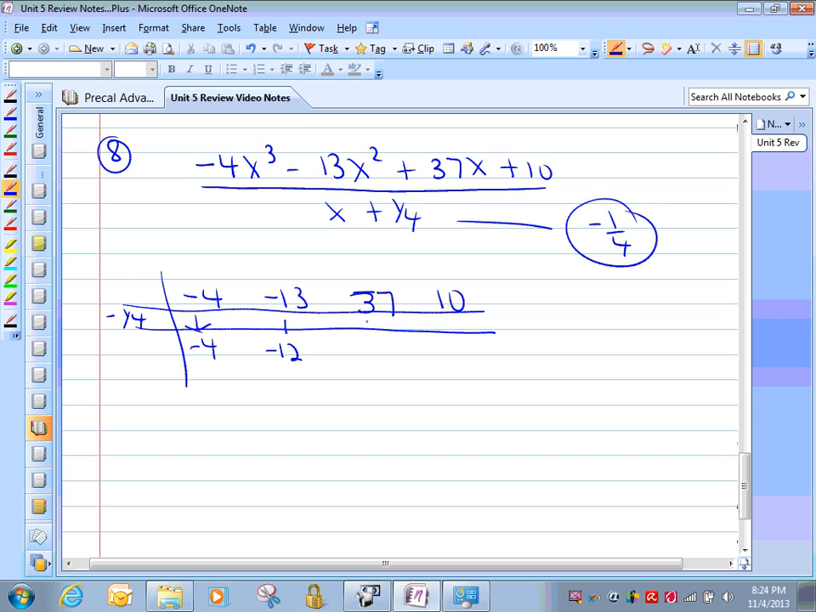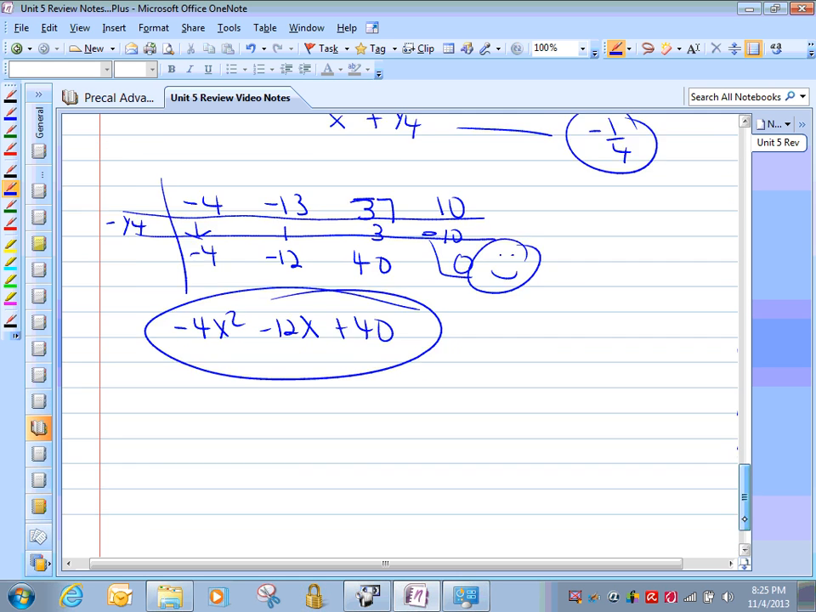Negative times negative is a positive, so we don't have to worry about that. We know it's positive. 1/4 of 12 would be 3. We add down, we get 40. And now we have a negative times a positive, so we're going to get a negative. And 1/4 of 40 is 10. Woohoo! That's a 0. Happy day. All right, and so we divided synthetically, and our result, which was a cubic, is now a quadratic: -4x squared minus 12x plus 40. There we go. Go Bearcats.